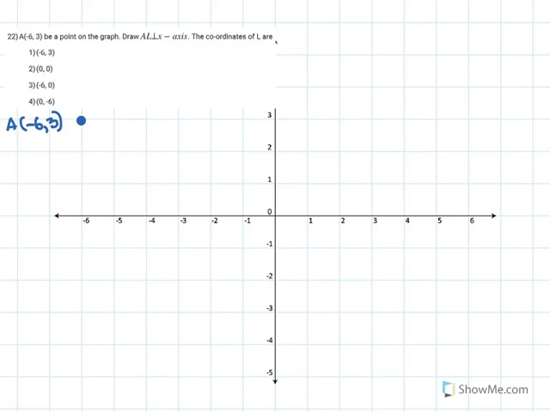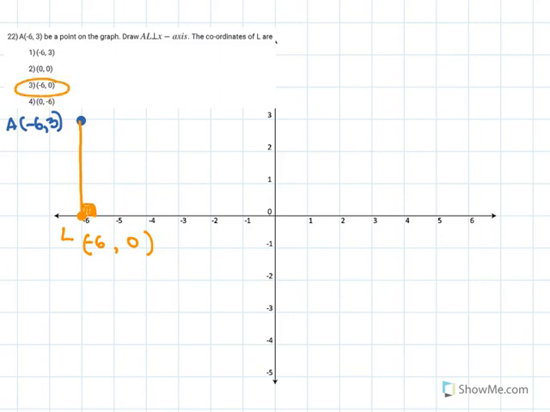Now draw AL perpendicular to the x-axis. So A, and this is L here, perpendicular to the x-axis. And so this is our point L. So what will be the coordinates of L? Now it lies on the x-axis, so immediately the y is 0 and the x is minus 6. So the answer here is minus 6, 0.